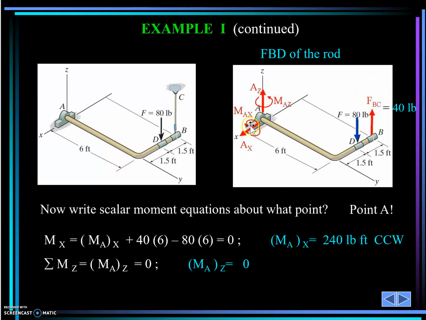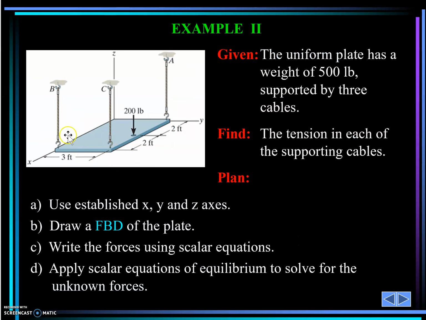What else? What is causing rotation about this axis? The 80 times that distance, 6, is causing negative moment. And the 40 for FBC, the red color force, times this distance, also counterclockwise, causing moment. From this, you find MAX. Fair enough? And when you do the same thing for sum of moment about Z, you find out that MZ is 0. These are very good examples of the problems that we're having.